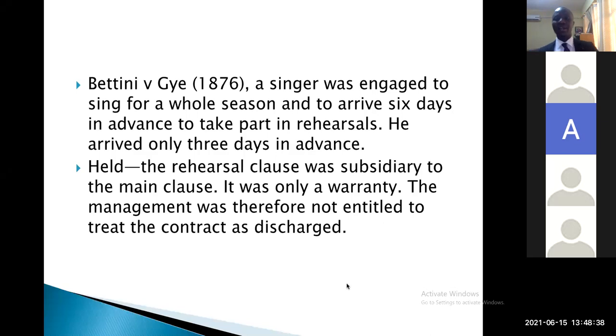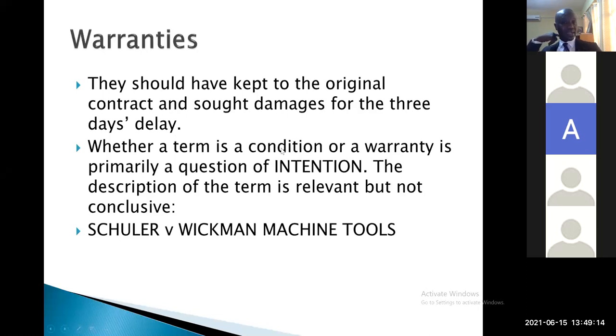Yeah, so the court held that the rehearsal clause was a subsidiary term. That is something of lesser importance. And for that matter, the late arrival did not entitle the producers to terminate the contract. So effectively, the court was saying that it was a warranty, not a condition. And since it is a warranty, it did not warrant or call for termination of the contract.